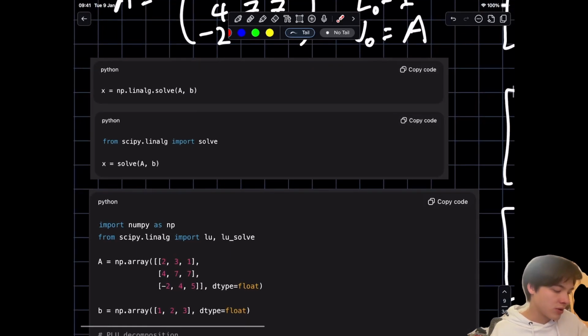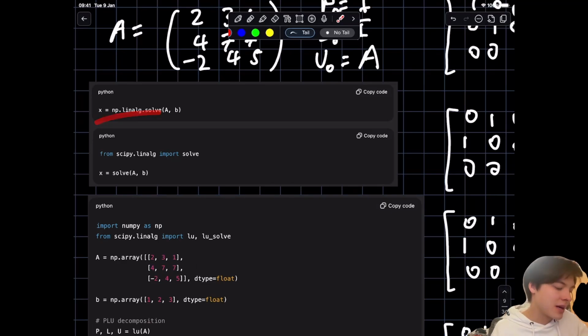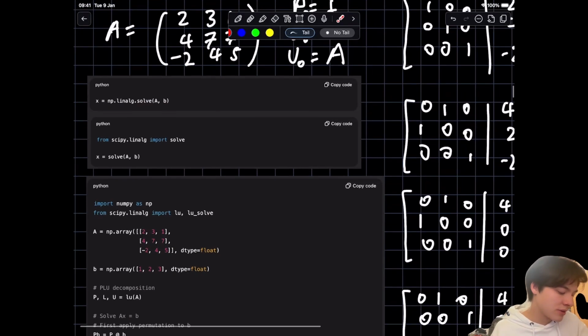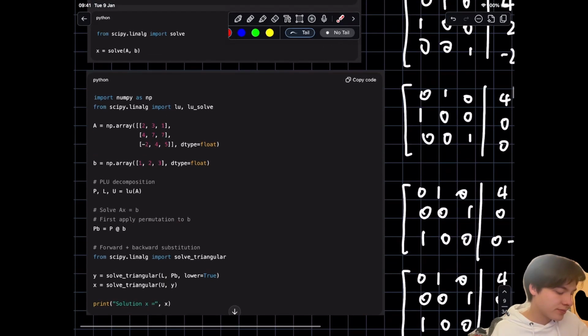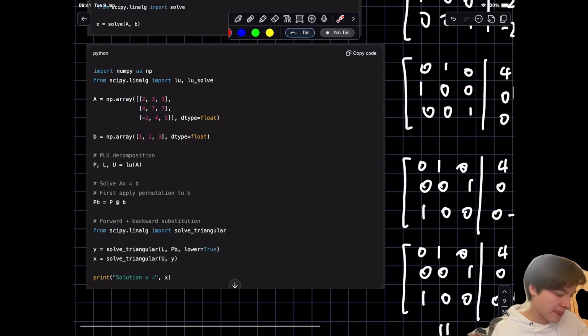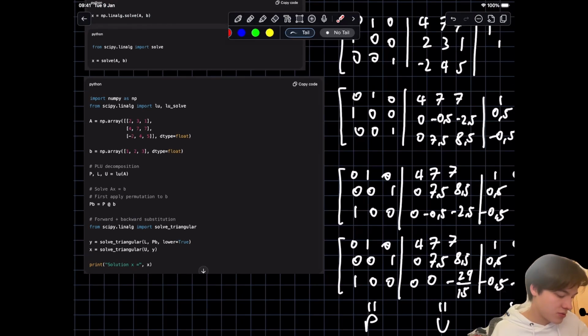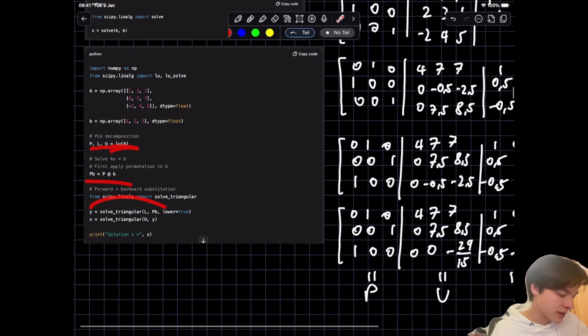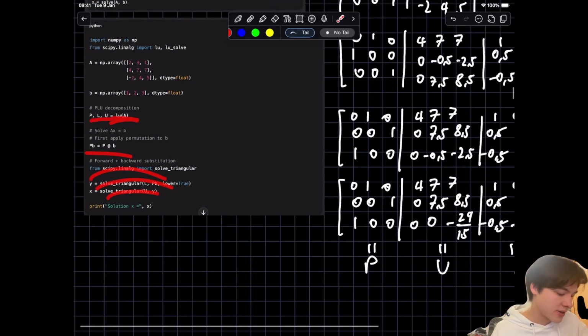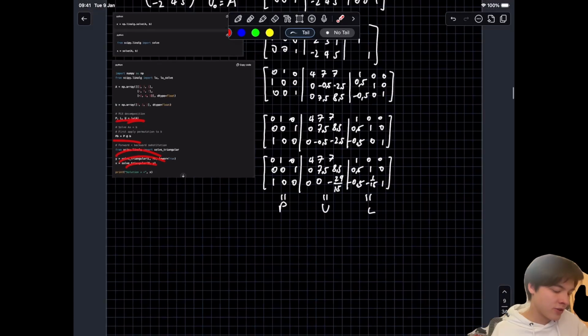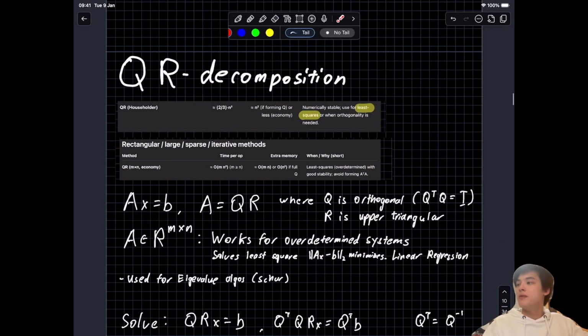This is how it would look in Python. It picks the right solver. Or if you really want to use PLU, you can use LU decomposition here, apply this, and use solve triangular to get your solution. Let's move to the next topic, QR decomposition.